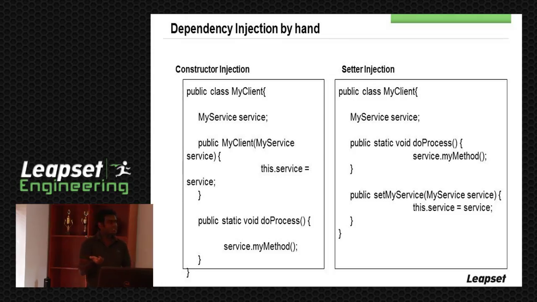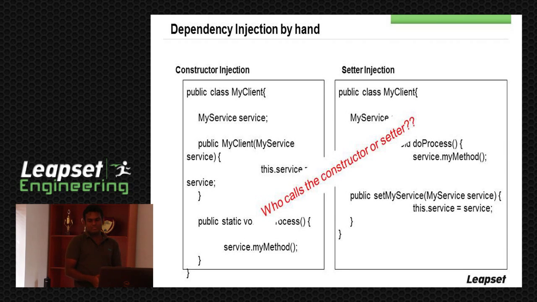In addition to constructor injection, we can also use setter injection, where we create MyClient first and then we can set the MyService. Here we have set aside the implementation from the client's code. But who is going to set this constructor? Again, we have to call this constructor, right? There can be a main method, and inside the main method we are going to instantiate the client, MyClient.